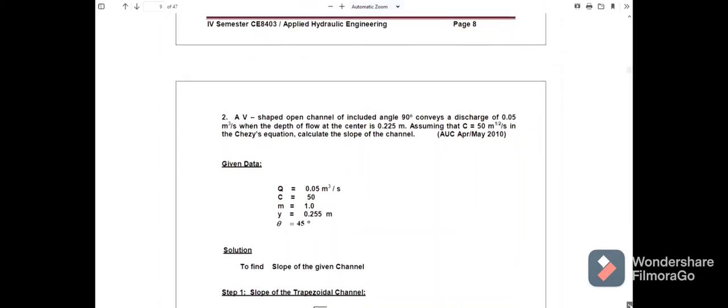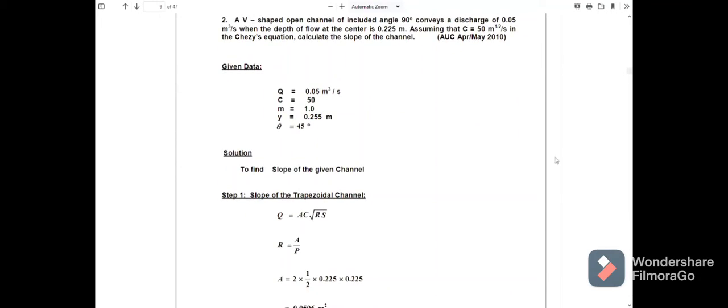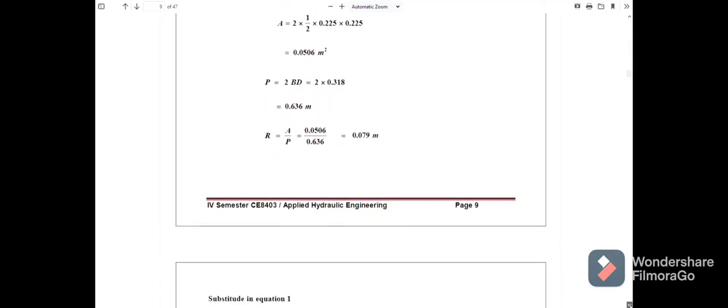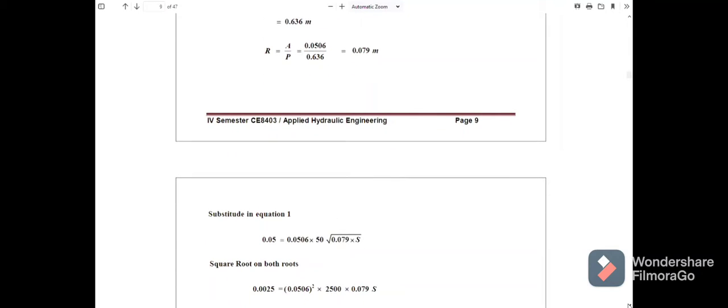A V-shaped open channel of included angle 90 degrees conveys a discharge of 0.05 meter cube per second when the depth of flow in the center is 0.225 meter. Assuming the C is given in the table, calculate the slope of the channel. R equals A by P. A means area and P means wetted perimeter. It is very important.